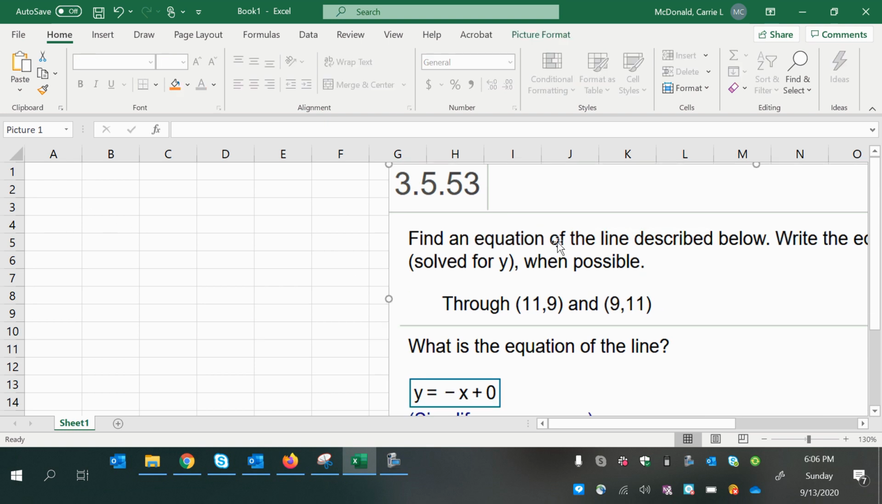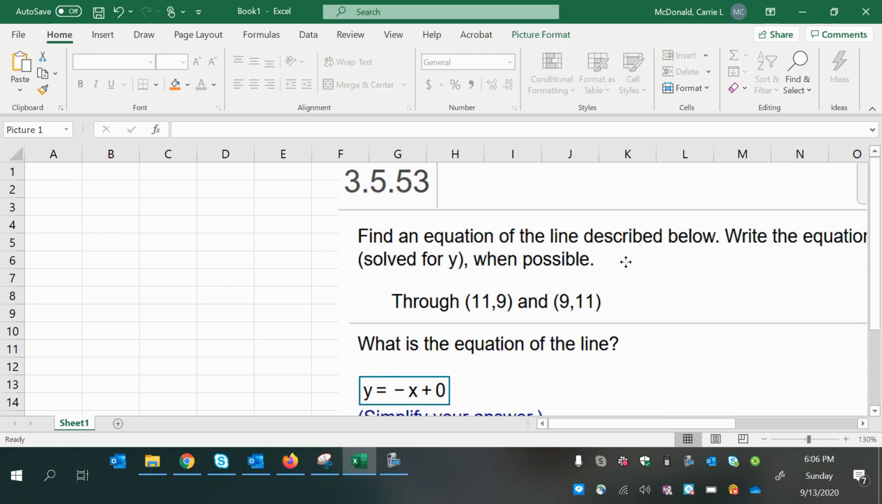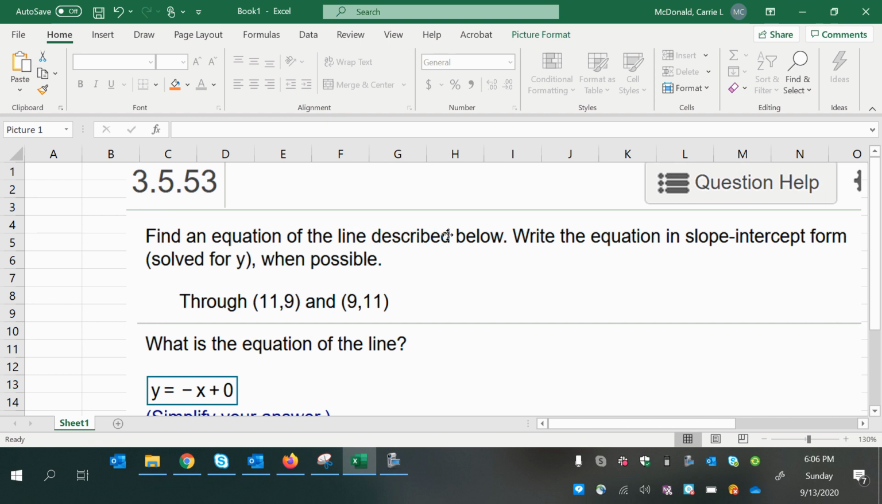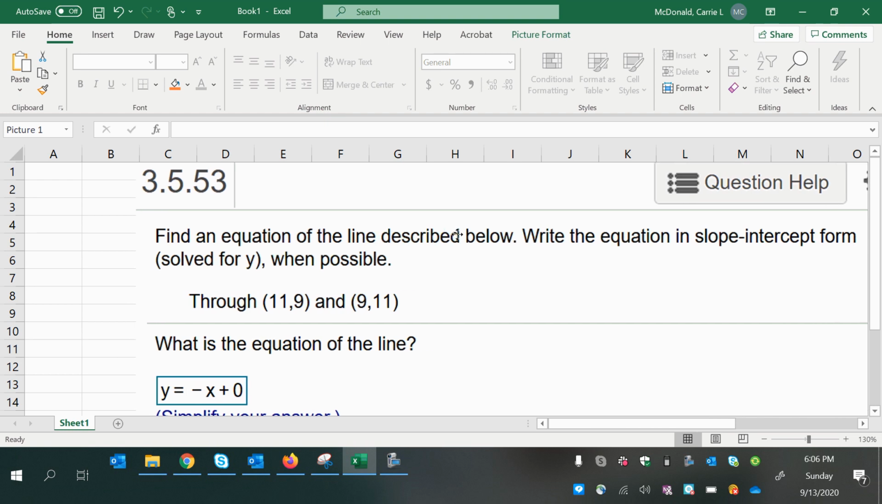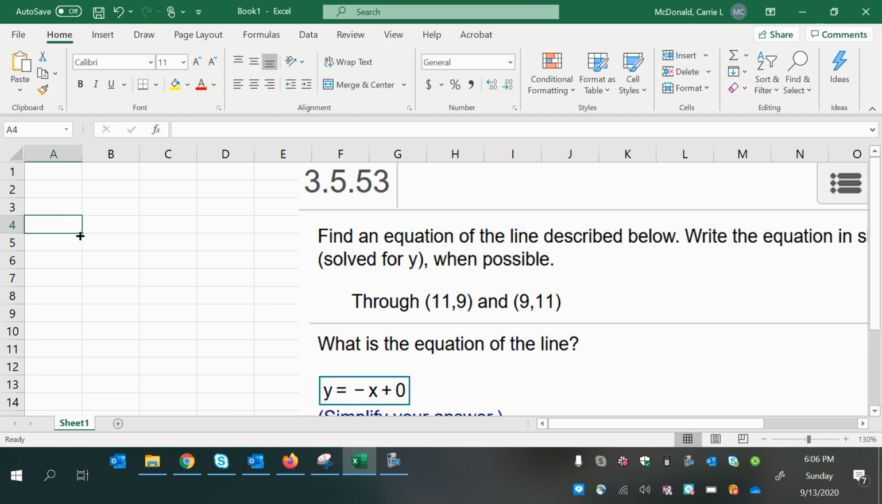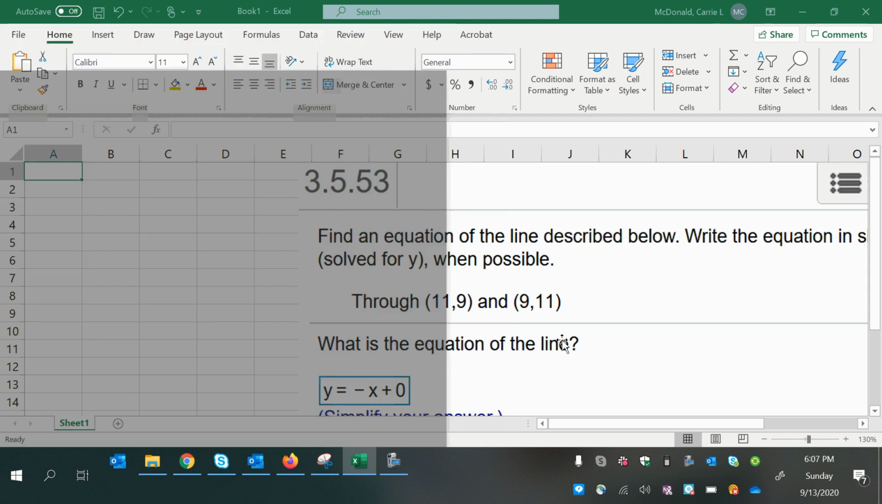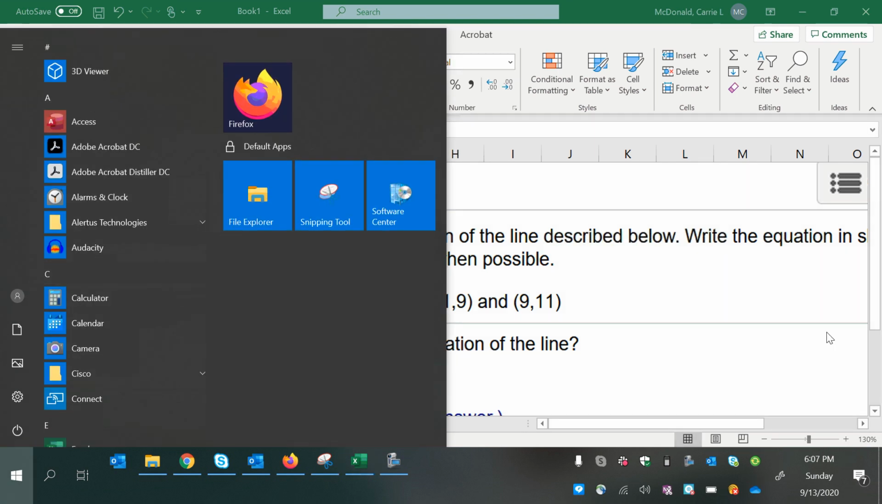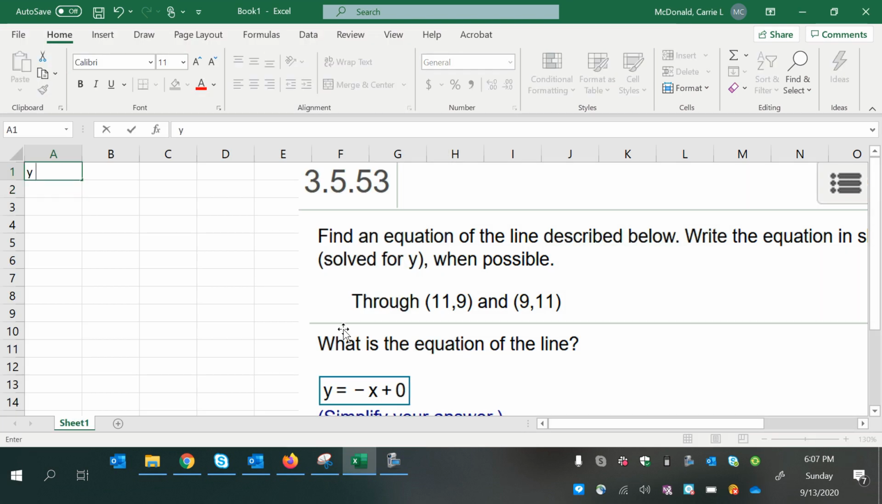All right, so it says find an equation of the line described below. Write the equation in slope-intercept form, solved for y when possible. And then we're given 2 points to use to get this done. Now, when you have slope-intercept form, that means that you have y equals mx plus b, where the m is the slope, and we know that as rise divided by run, or in other words, the change in the y values over the change in the x values.